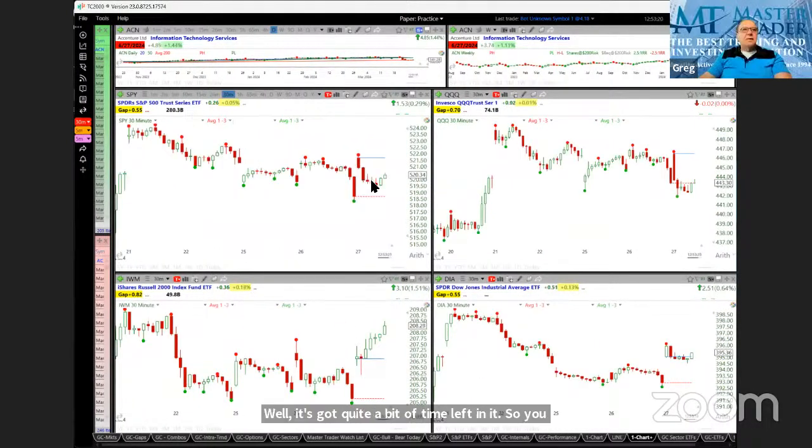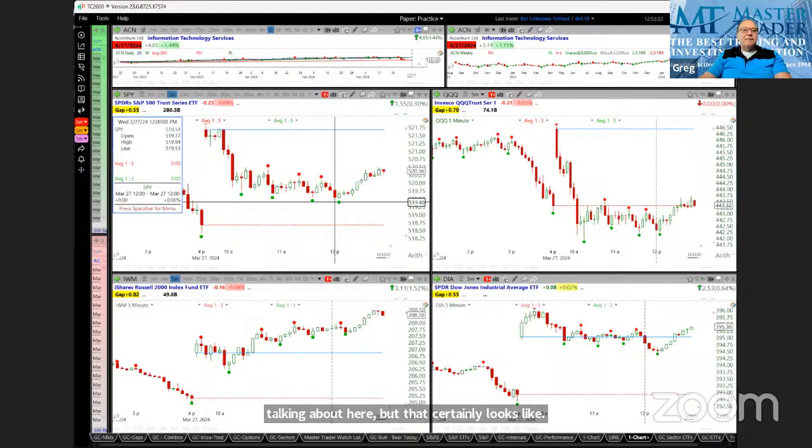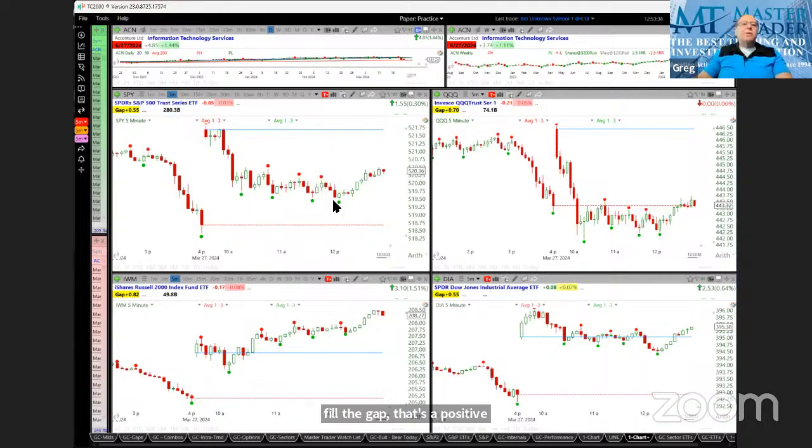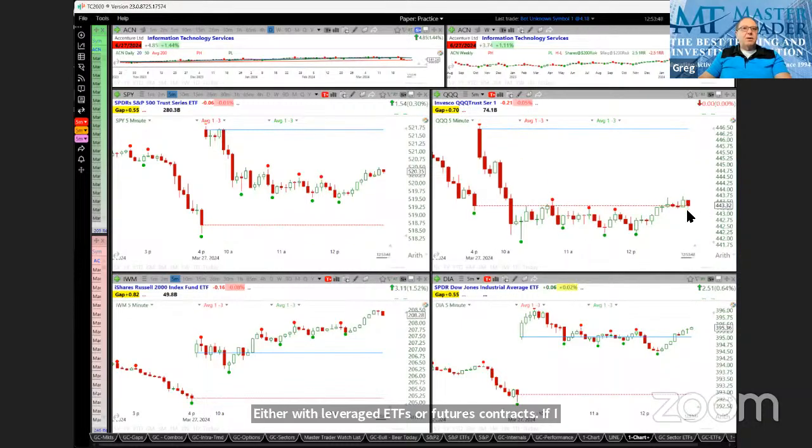You've got this little hook, so it looks like it can go up and do a retest. It's not part of what we're talking about here, but that certainly looks like it could go up to the high of the day since it didn't fill the gap. That's a positive. We talk about this kind of stuff in the green room all day, or we trade these setups either with leveraged ETFs or futures contracts. If I was to see this turn out to be a red bar ignored and flip back up again, I'd be willing to go long the Qs here. We'll check that out when we get back into the green room.